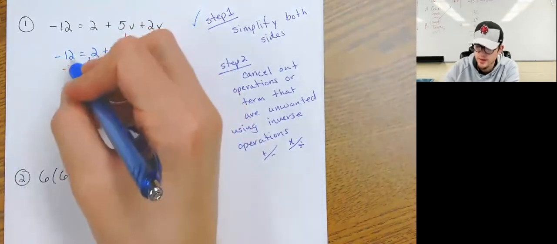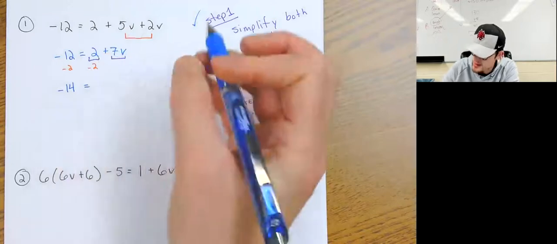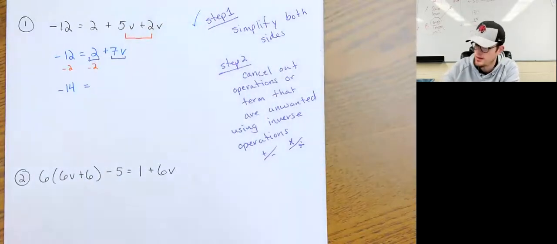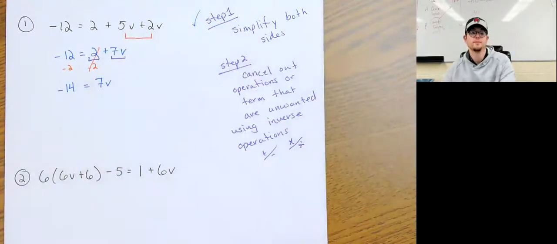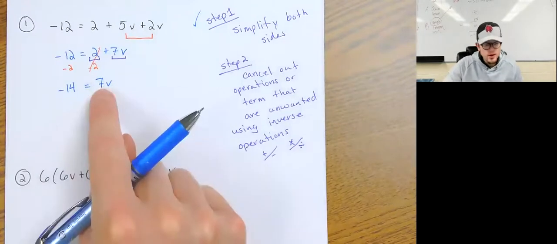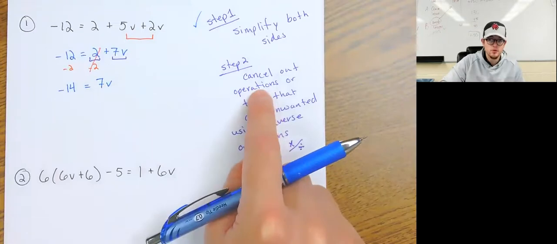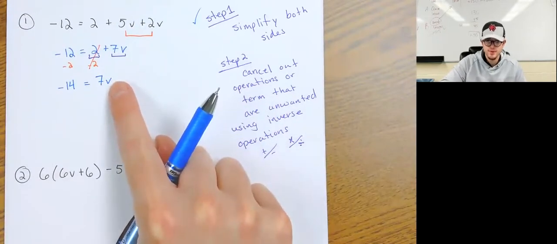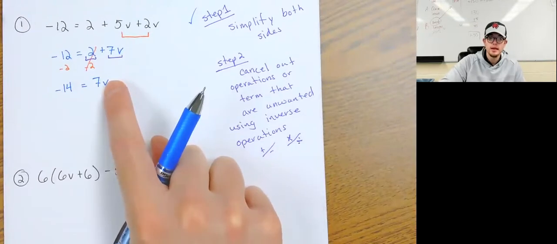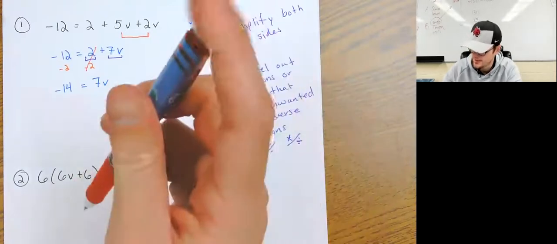So I get negative 12 minus 2, negative 14 equals, I guess I should cross it out. That's gone. 7v. Okay. Now I have one term. So I got rid of the term I didn't want, but now I need to get rid of an operation I don't want. I don't want this multiplication. I want 7 times v. I just want v. So what's the inverse of multiplication? Division. So let's divide both sides by 7.